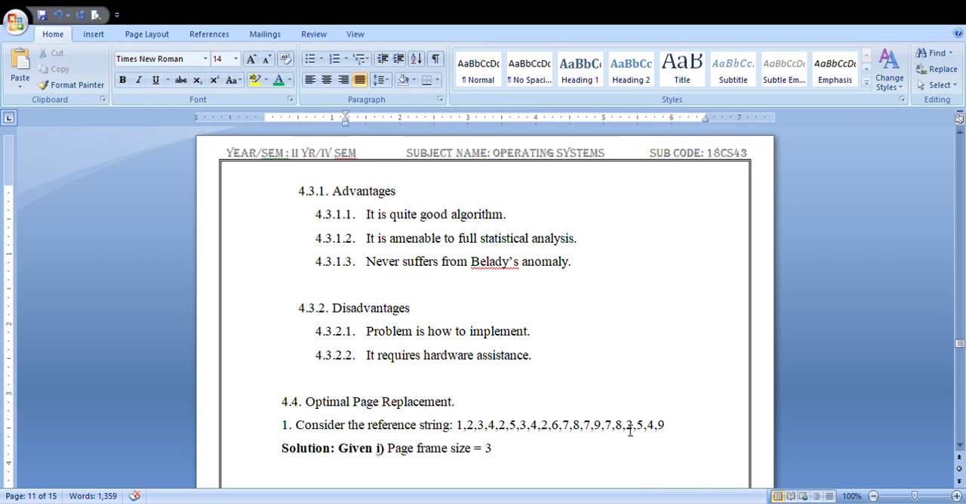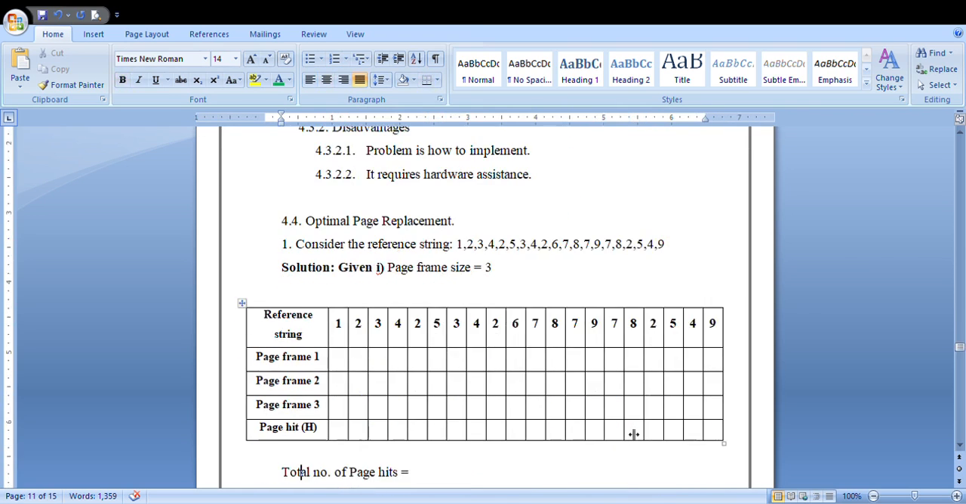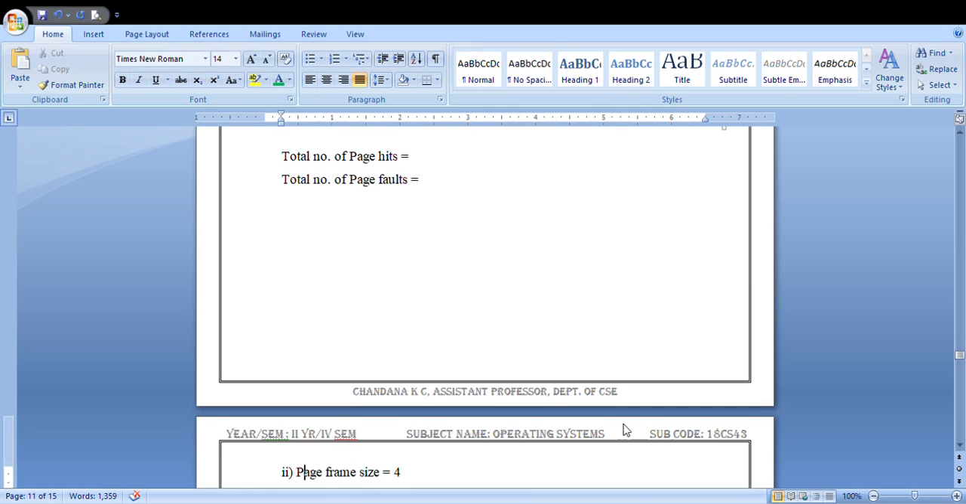The disadvantage in the LRU page replacement algorithm is the problem of how to implement it. The next disadvantage is that it requires hardware assistance. These are the two disadvantages in our LRU method. Now let's move on to the next page replacement algorithm method, that is optimal page replacement.